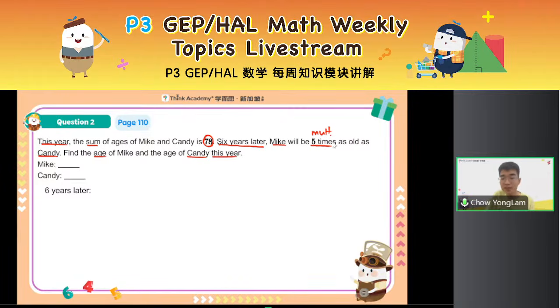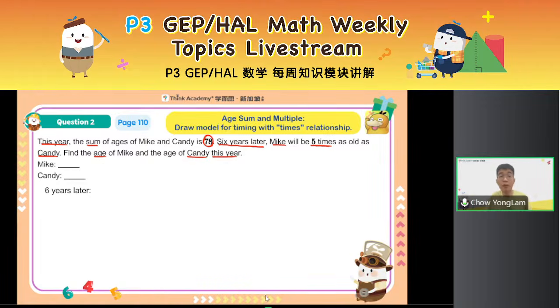You see there's a multiple relationship, right? Whenever there is a multiple relationship, we need to focus on it first. It makes our model easier to draw. So find the timing with a times relationship and draw based on that, right? So we know 6 years later, Mike will be 5 times as old as Candy.